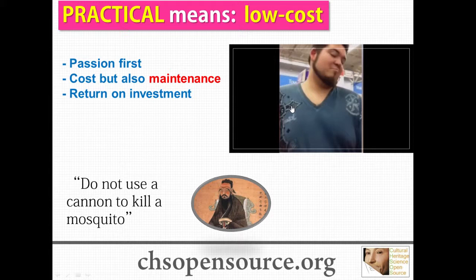And then another big phrase is: do not use a cannon to kill a mosquito. I have plenty of examples of this in cultural heritage research, also in academia. We were using expensive equipment, making papers, just to answer a question that could be answered immediately just by looking at the object with a magnifying glass. So the idea was to avoid these errors.